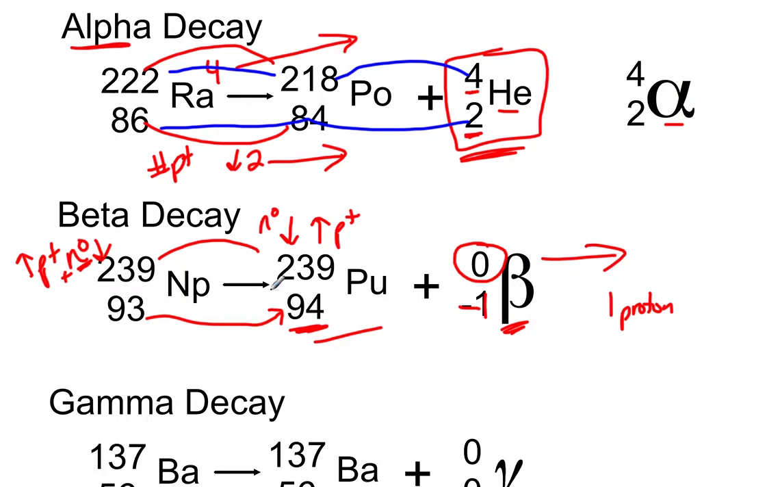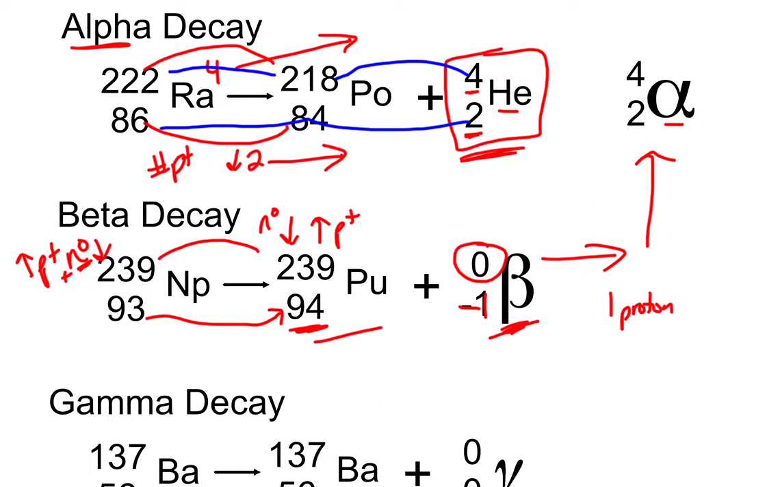It pops out of the nucleus because it doesn't belong in the nucleus with these guys. It comes out, it's very light, pretty much has no mass, so it travels very far, way farther than these guys. These guys are pretty big and bulky compared to this high-speed little electron. So it has more penetrating power, and it can do more damage than alpha decay.